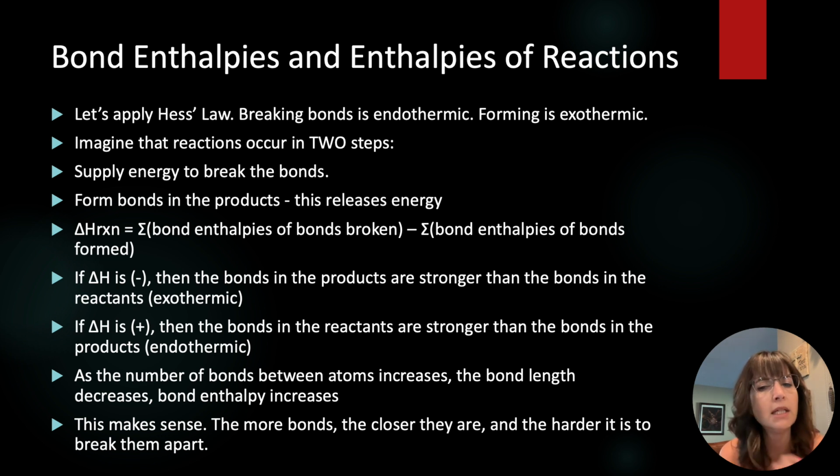So this one's a little different than what you've done before, because where are the bonds broken? The reactants. Where are they formed? The products. So you're going to look at the bond enthalpies for everything on the reactant side, add them up, and subtract everything on the product side. This does mean you have to be able to draw Lewis structures.